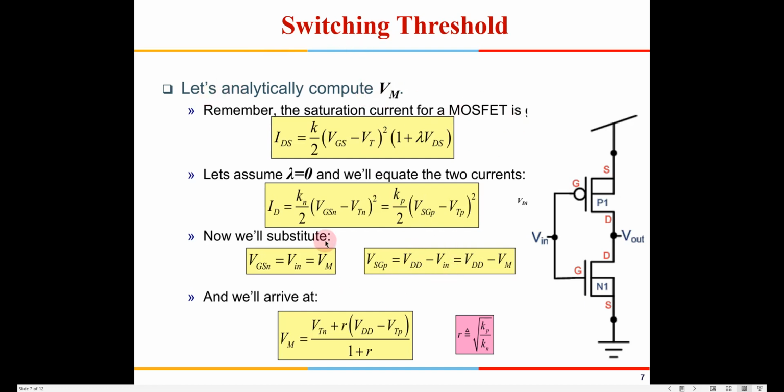This can be done analytically also. We will not derive these equations, but I will give you a hint how to go about it. For that particular condition, Vin is equal to Vout, and that is known as Vm, the threshold voltage. Both these transistors will be in saturation, and the same current flows in both. So it is Kn by 2 times (VGSN minus VTN) squared, and Kp by 2 times (VSGP minus VTP) squared. You equate these two currents. You can have a look; I will share this PDF. It is a simple derivation.